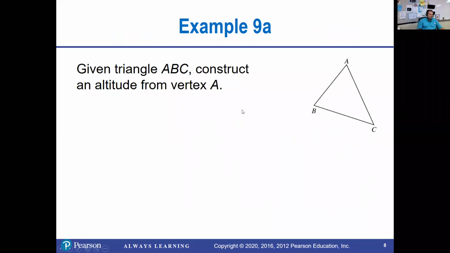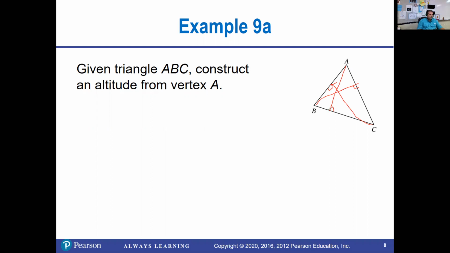All right, so given a triangle, construct an altitude. Now, what is an altitude? An altitude, remember, is going to go from a vertex to the other side at a right angle. It may go here. It could go here. Remember, they're all going to meet in one spot. These are altitudes. So how do I do that?